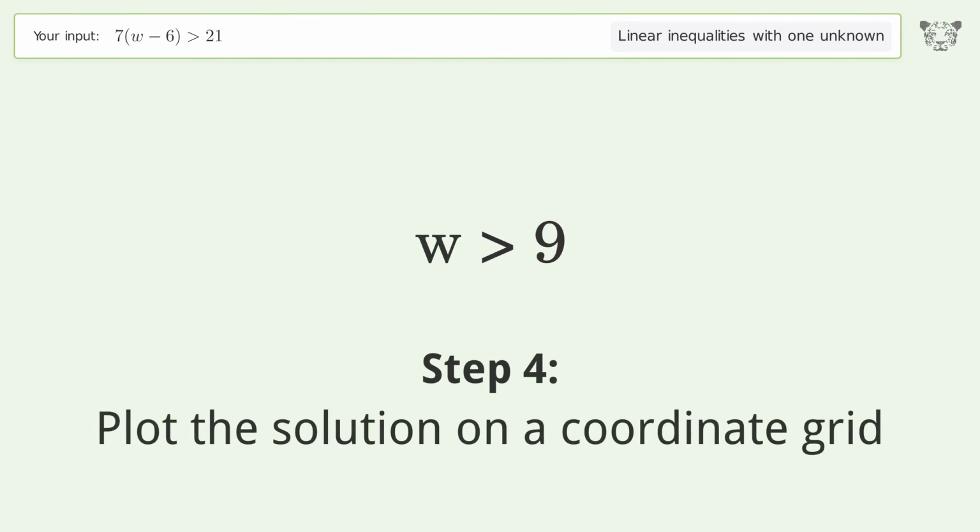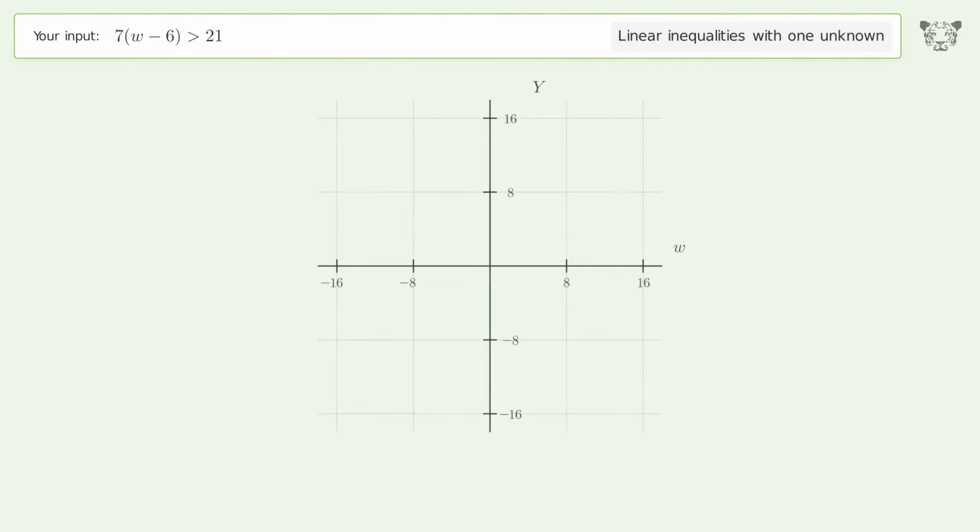Plot the solution on a coordinate grid. And so the final result is w greater than 9.